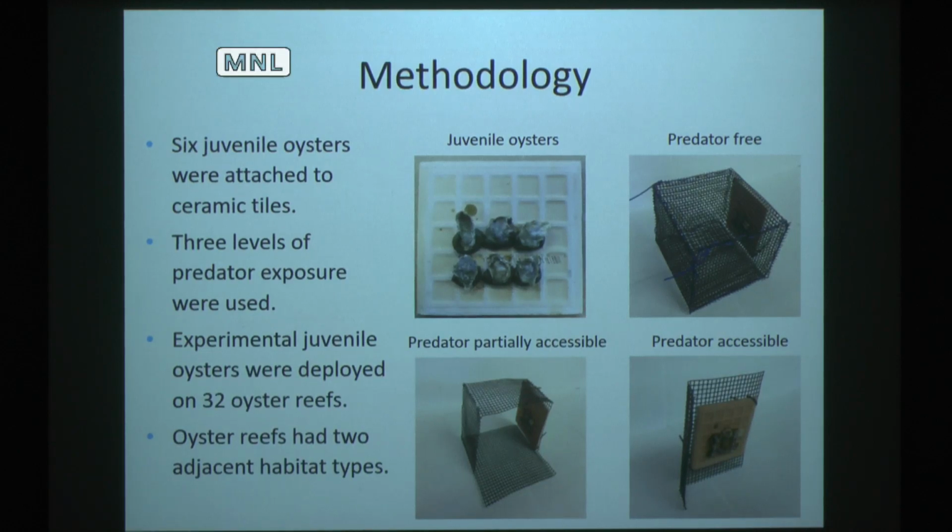Also, I had the control, which was accessible to predators partially. And I also had a fully exposed tile to allow predator access. And the survival was calculated from these juveniles as the proportion of live oysters at the time of retrieval, which for these tiles was a month later, and for the cages, 3 months.